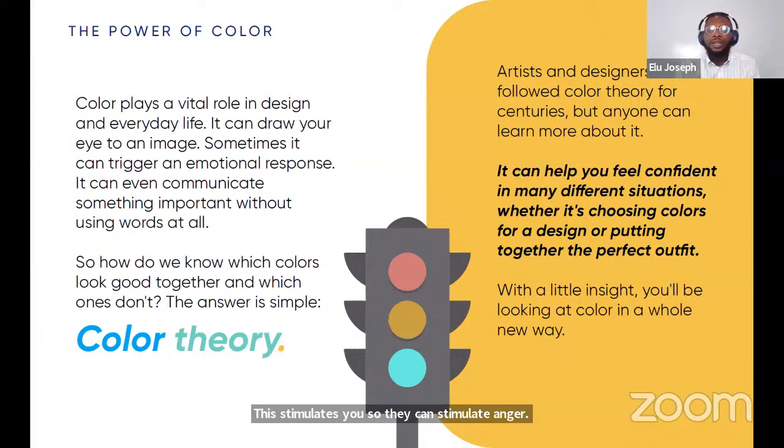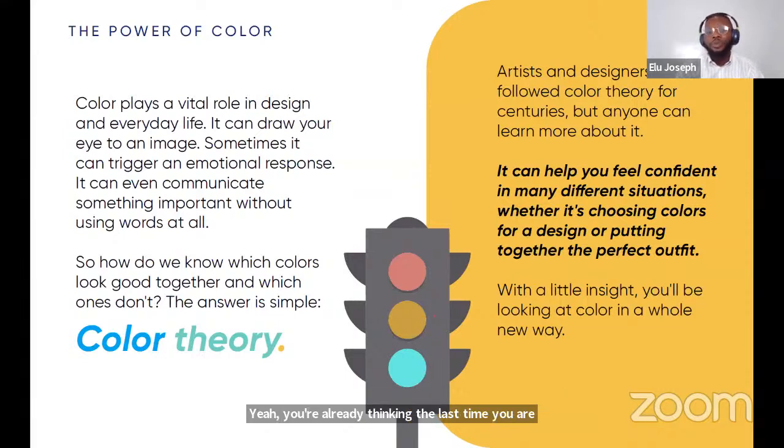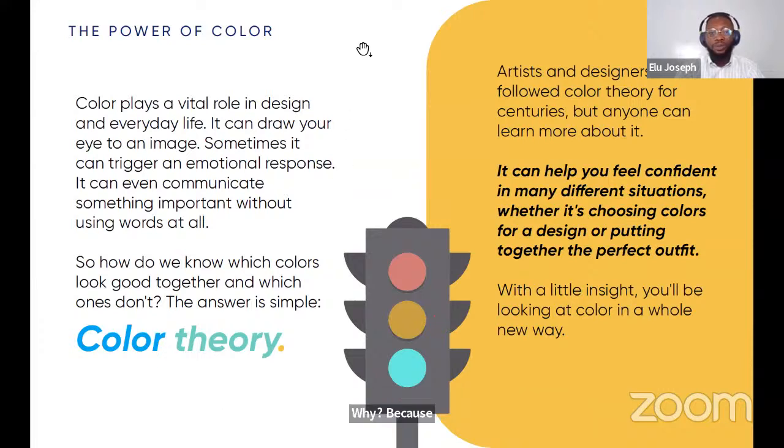Immediately you pass in front of that restaurant painted in red, you're already thinking of the last time you had chicken. Immediately you pass the other one painted in yellow and red, you're already thinking of the last time you had fries. Why? Because color plays a major role.